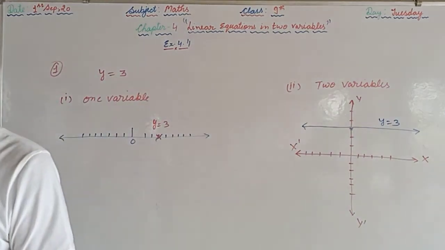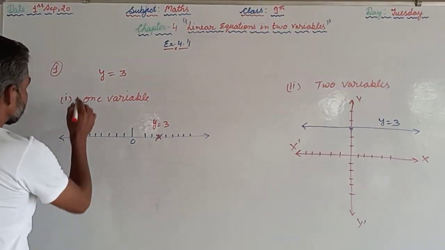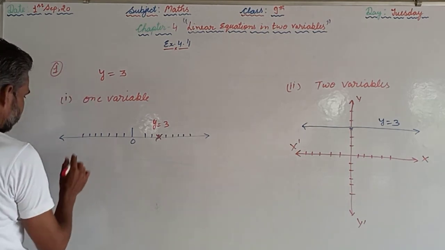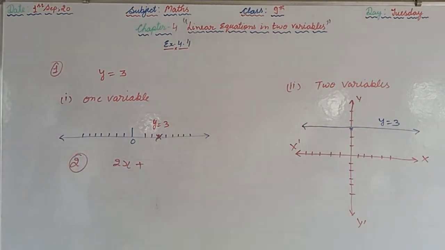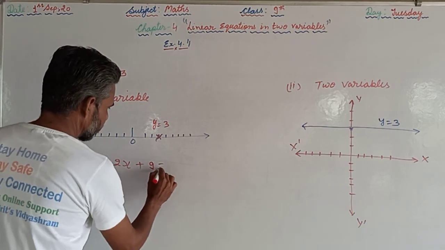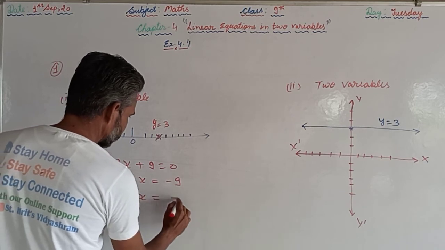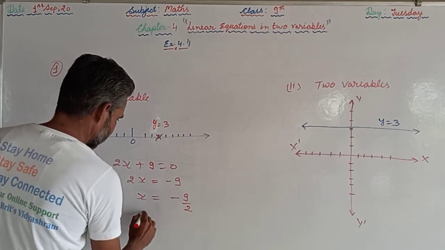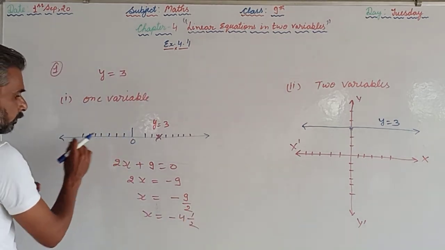You are supposed to do the same thing in question number 2 of this exercise. In that the equation given is 2x plus 9 is equal to 0. That was the first question; this will be the second question. 2x plus 9 is equal to 0. From here we can take 2x is equal to minus 9, and x will be equal to minus 9 upon 2, and x will be equal to minus 4 and a half. So 4 and a half means minus 4 and a half.